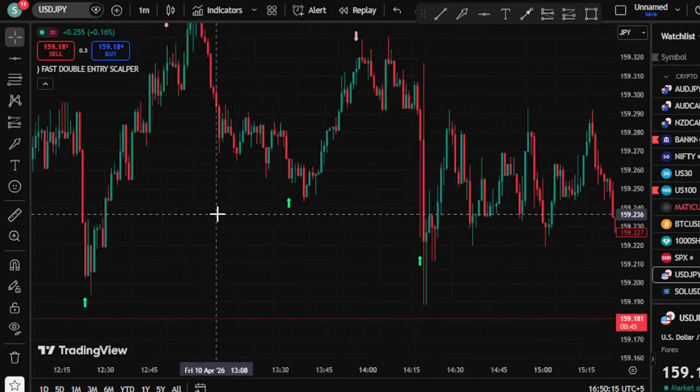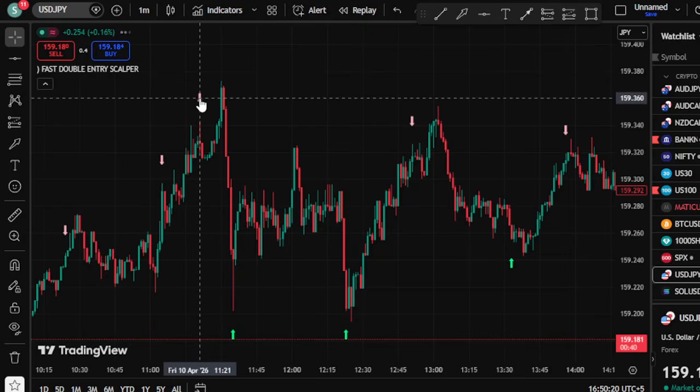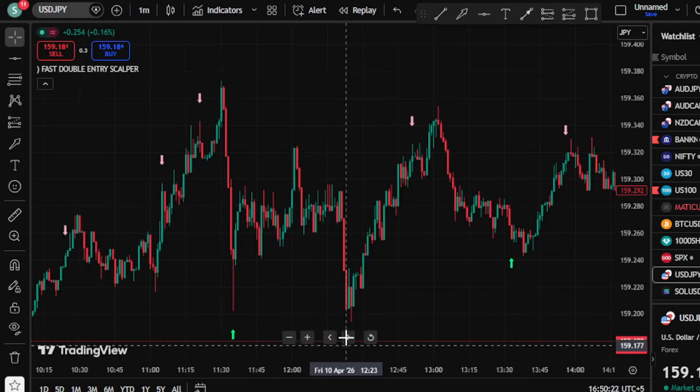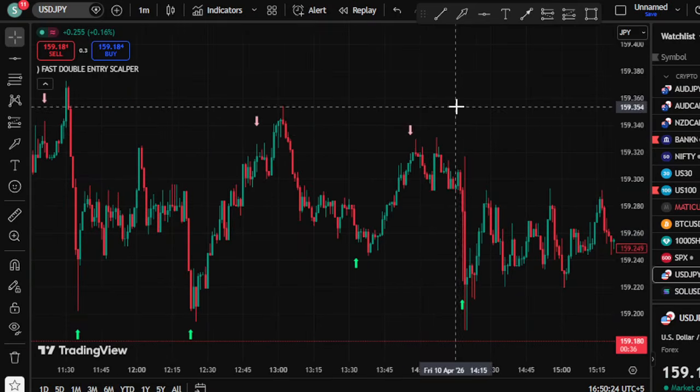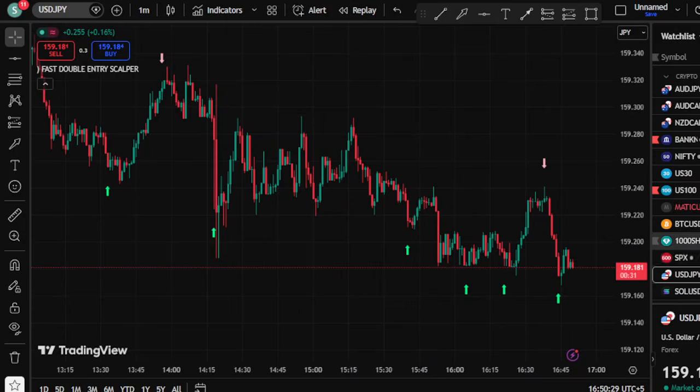But maximum times you can see this is winning. This is winning. Just look at the USD JPY. This is sell down, buy up, sell down, buy up, sell down, buy up. You can see everything is in front of you. There is no cheating, nothing.